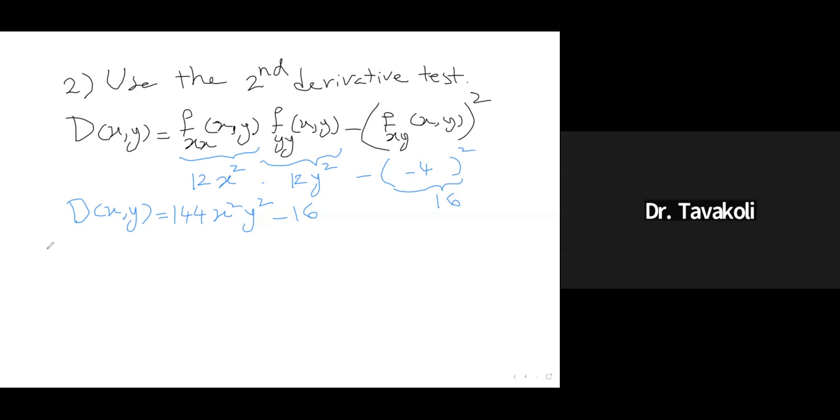Now I should see what happens at these 3 critical points. First, let me check 0, 0. At 0, 0, D of 0, 0 is what? x and y are 0, so 144 times 0 squared times 0 squared minus 16. Obviously, this is just minus 16, which is negative, meaning that we have a saddle point at 0, 0.